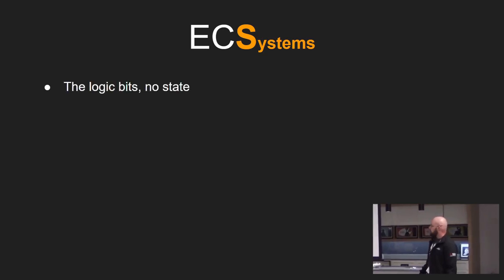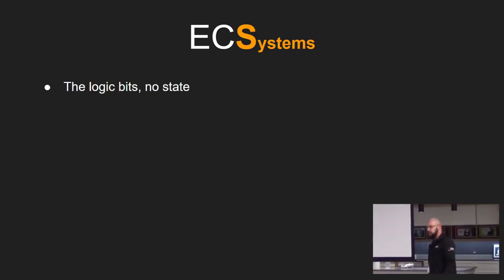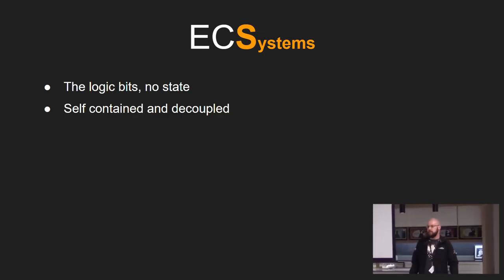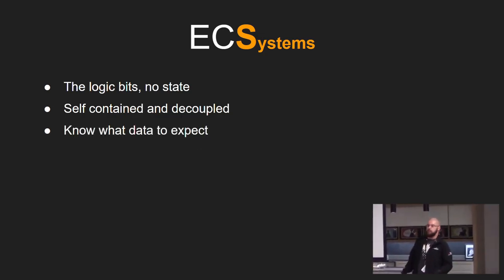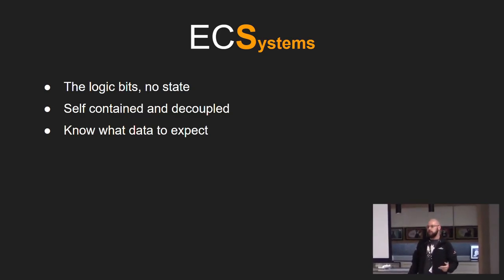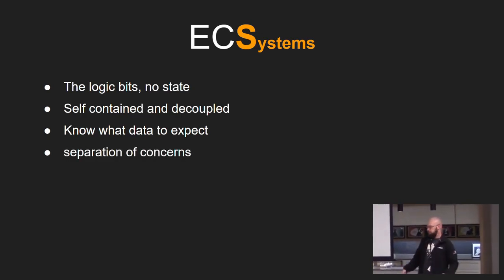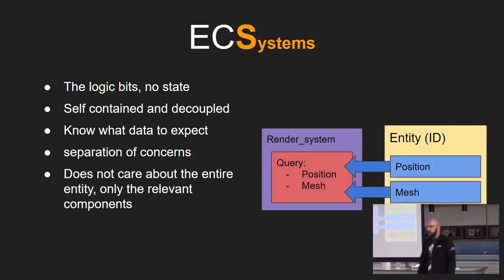Systems, they're the logic of our program, and they contain no state, or ideally they shouldn't. They're self-contained and decoupled from other systems as much as possible, and they know what data to expect through either queries or filters they use. And they follow the separation of concerns pattern. Systems don't care what the entirety of an entity looks like.